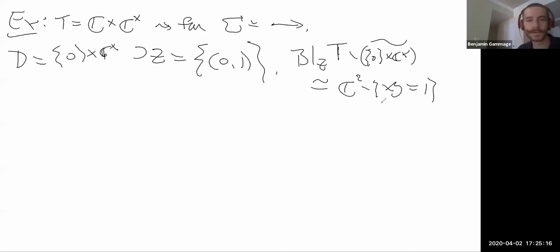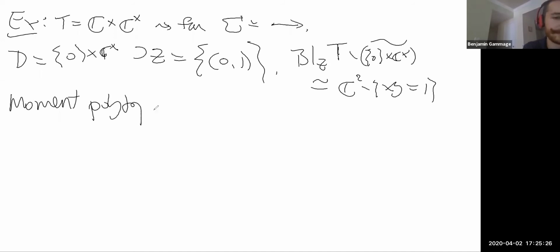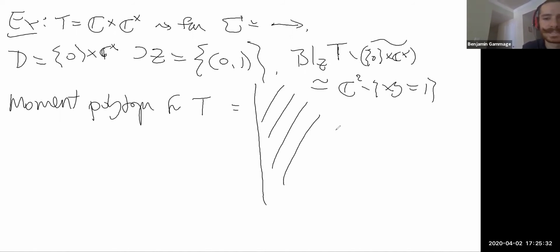Oh yeah, well, first of all, let me present what I've done here in a symplectic way. So, let me draw the moment polytope for T. So here's the moment polytope, right? It's just R times R greater than 0.